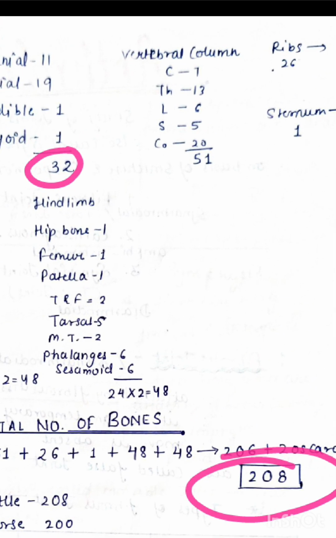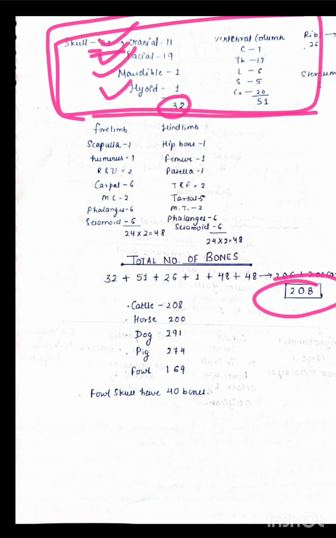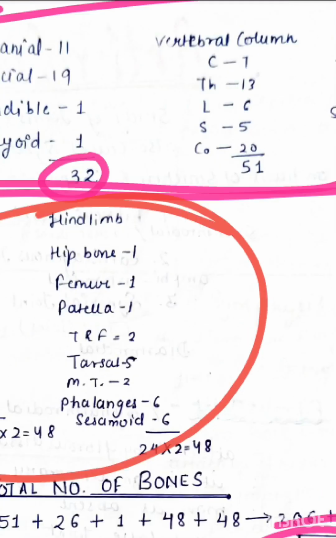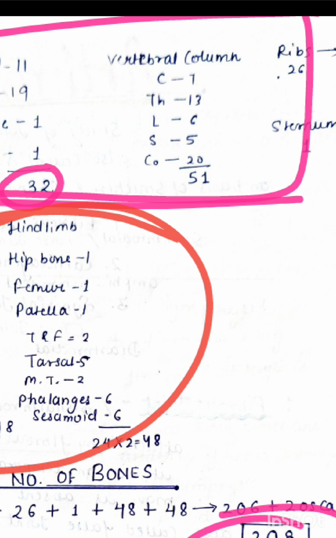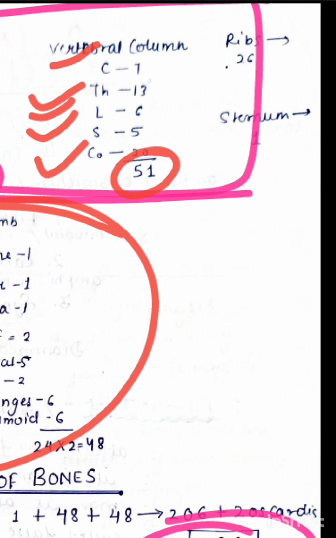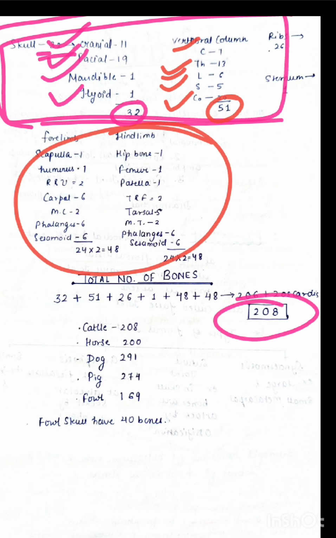Second one was the vertebral column. Let us first study the axial skeleton. It includes these, and this includes the appendicular skeleton. So in the axial skeleton, these 32 bones are formed in the skull region. In the vertebral column, cervical are 7, thoracic 13, lumbar 6, sacrum 5, and coccygeal 20. So a total of 51 bones are formed, and the ribs are 26, and the sternum is 1 in number.